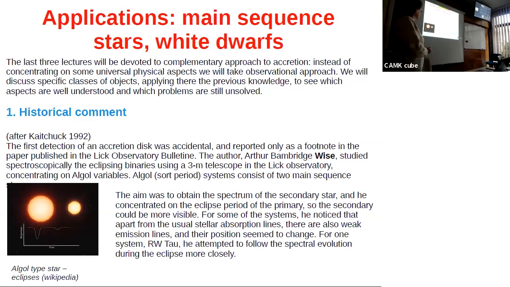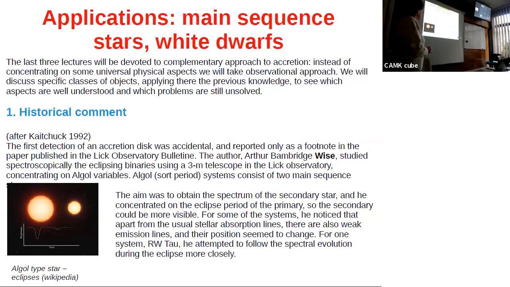And then the guy, Arthur Bambridge Wise, was observing some eclipsing binaries using the Lick 3-meter telescope. He studied actually Algol binaries. And those Algol binaries contain two stars. They are not compact stars, just normal stars.